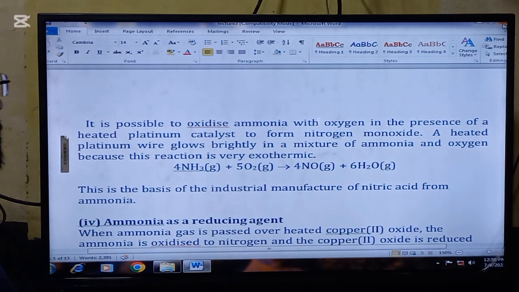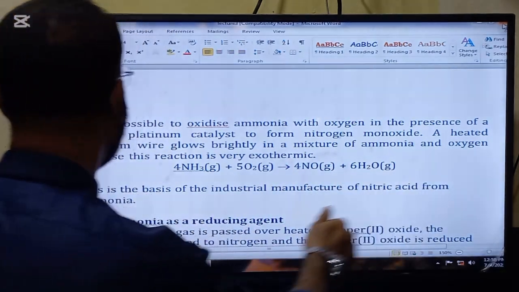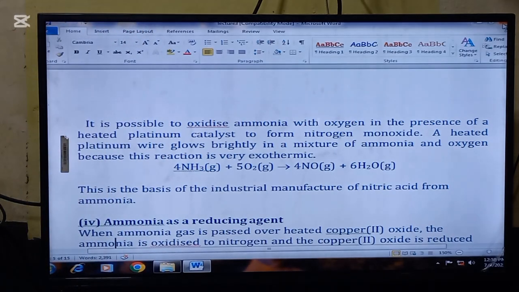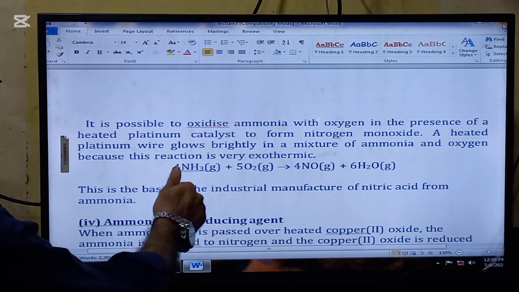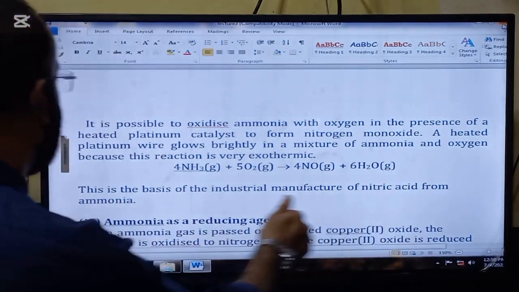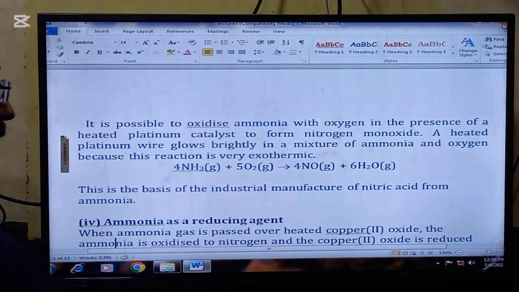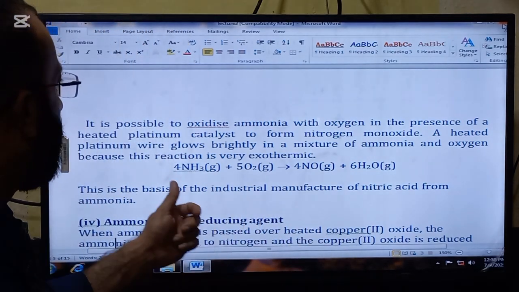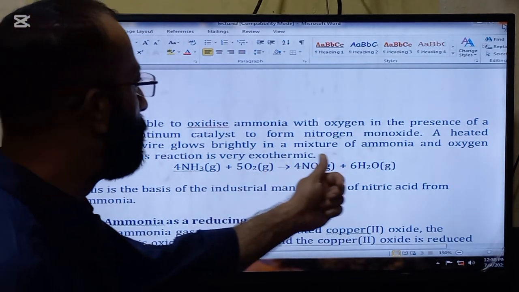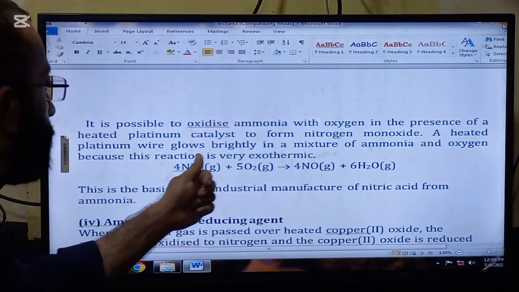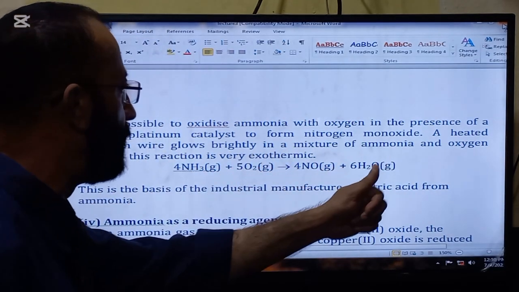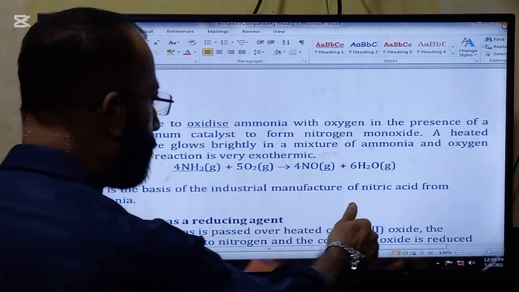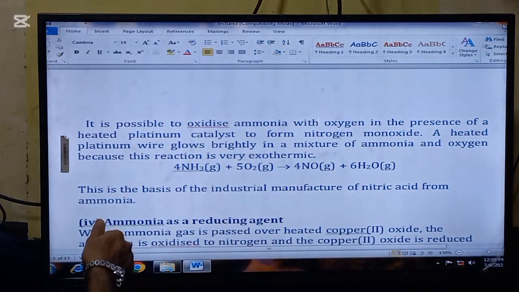It is possible to oxidize ammonia with oxygen in the presence of a heated platinum catalyst to form nitrogen monoxide. A heated platinum wire glows brightly in a mixture of ammonia and oxygen because this reaction is very exothermic. Because this is very exothermic, heat is given out. This is the basis of the industrial manufacture of nitric acid from ammonia.